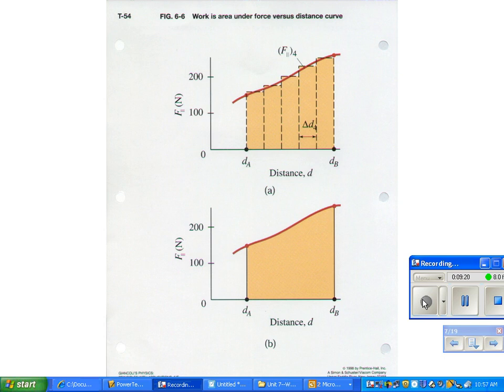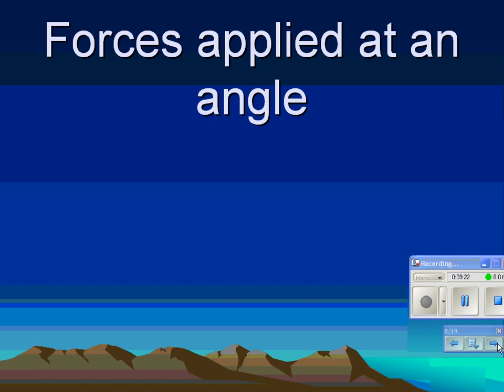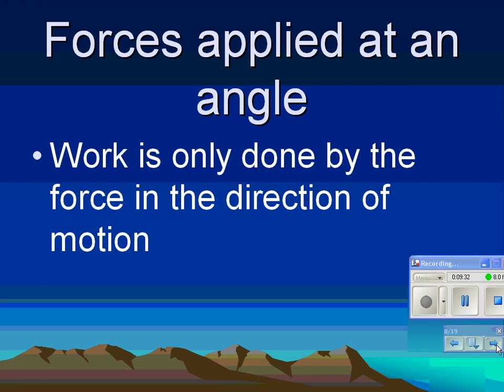Now, another situation that comes up in life is that we don't always apply a force in the direction of motion. Sometimes we apply a force in one direction, and motion happens in a different direction. And the critical thing is that work is only done by the force, the magnitude of the force in the direction of motion.